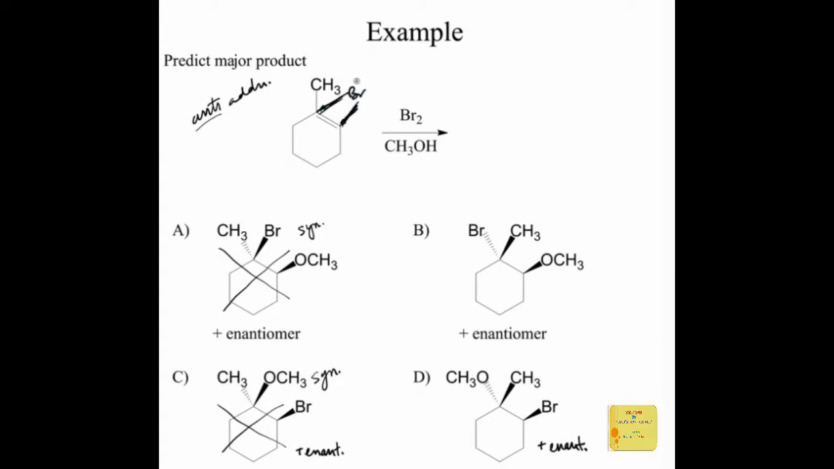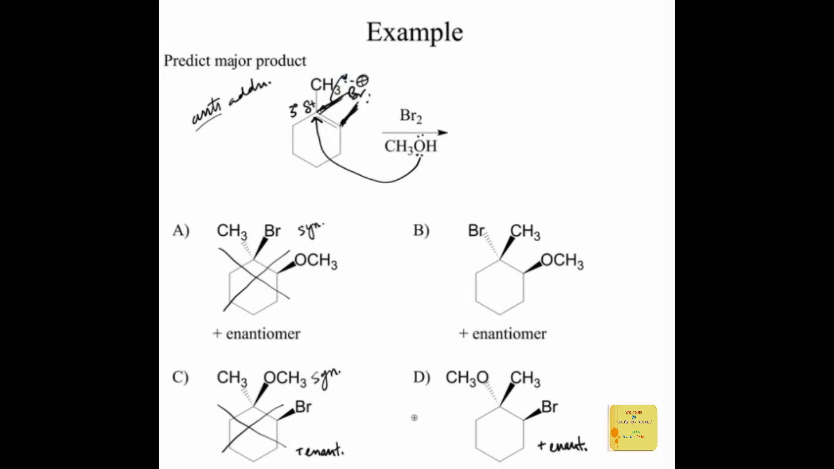Let's imagine that bromonium ion. Let's do a little work here to think about that. And the methanol is coming in and attacking. Where is it going to go? Is it going to be governed by sterics? No, it's going to be governed by the positive charge in this case because this carbon is tertiary. It has a higher partial positive, and so the nucleophile goes to the more substituted carbon of the bromonium ion.